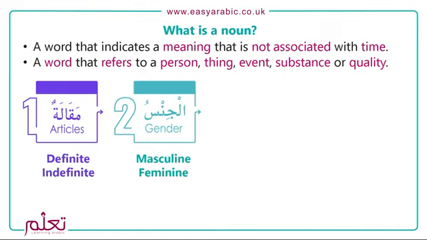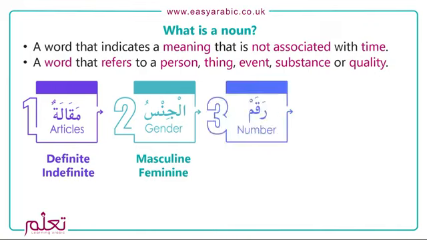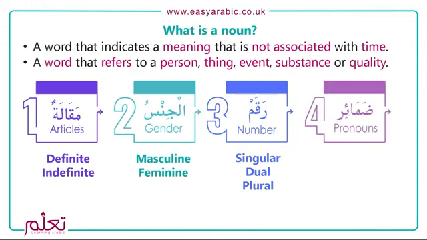Words also change based on rakam, which is number. So whether you're talking to one person, two people, or more than two people, and also whether they're female only or a mixed group. So singular, dual and plural. Again, we covered these in the last 3 lessons, so if you're not sure, please go back and review these. Okay. And finally, we have dama'ir, which is pronouns, and that is what we're going to cover in this lesson.